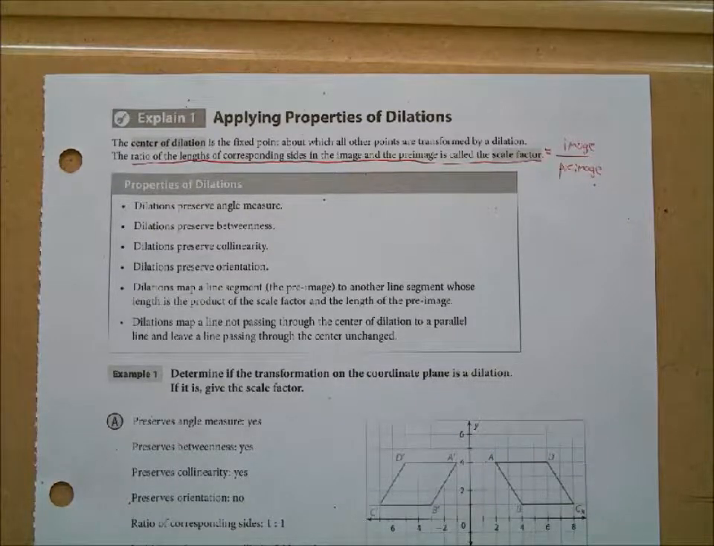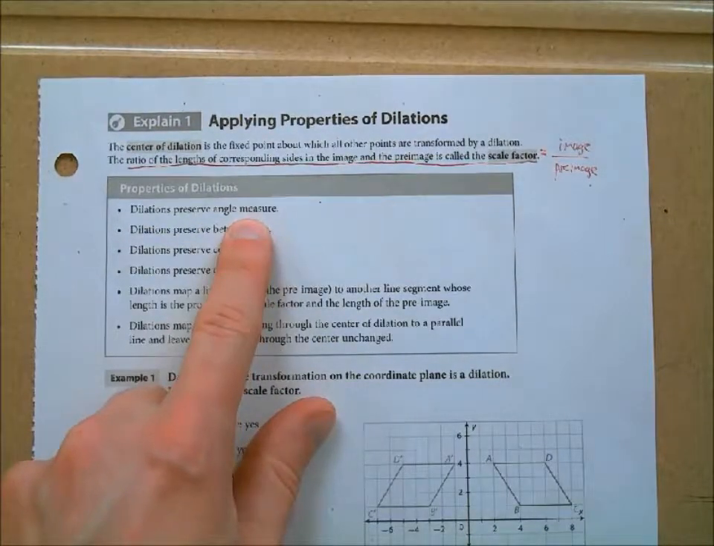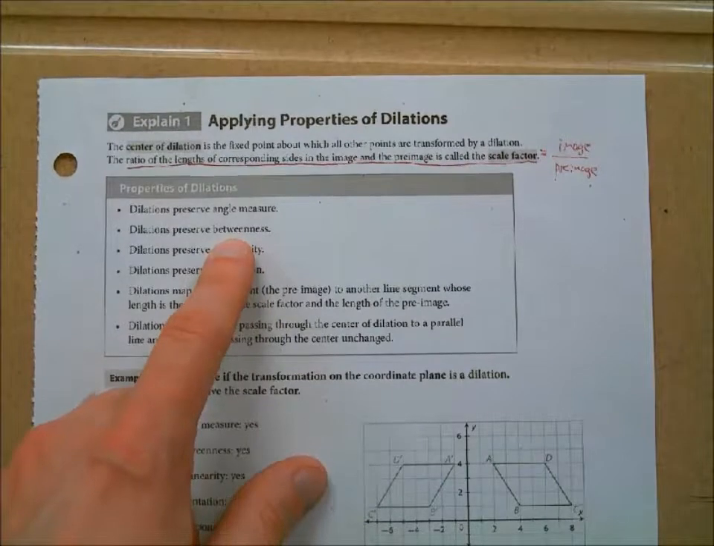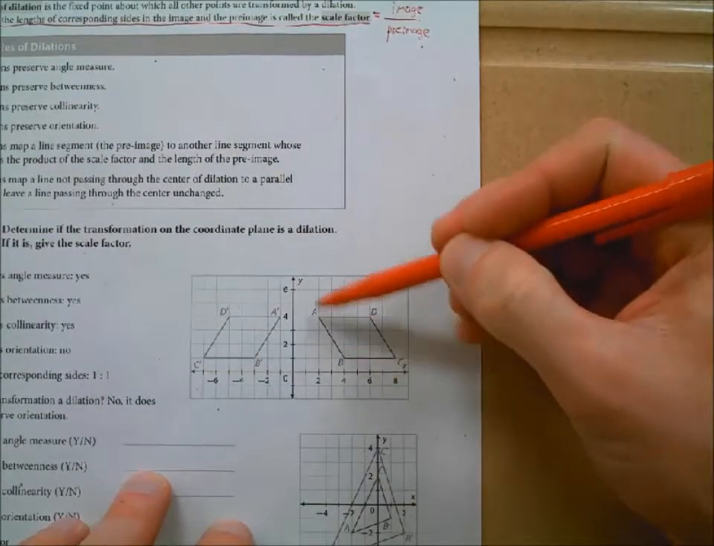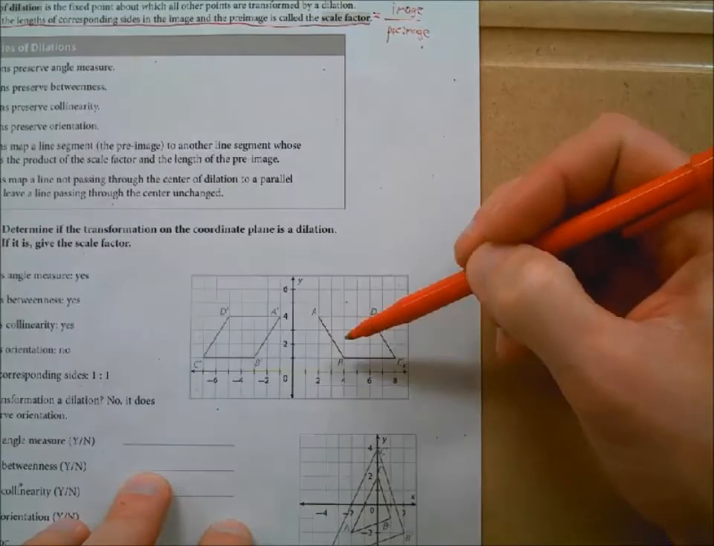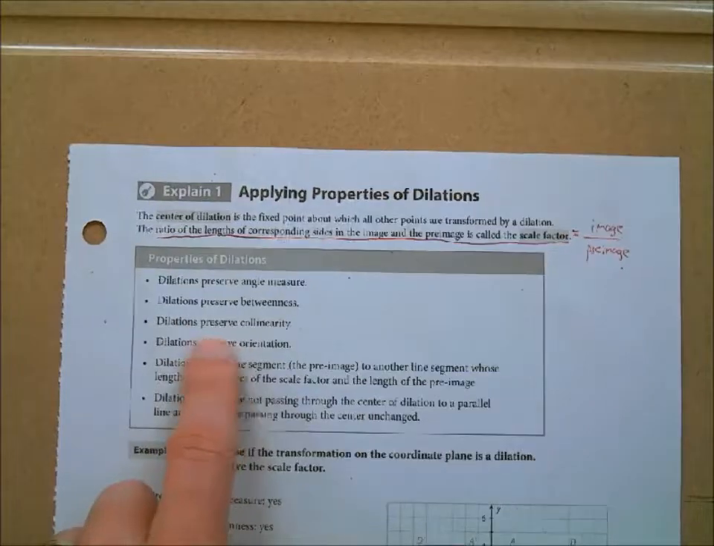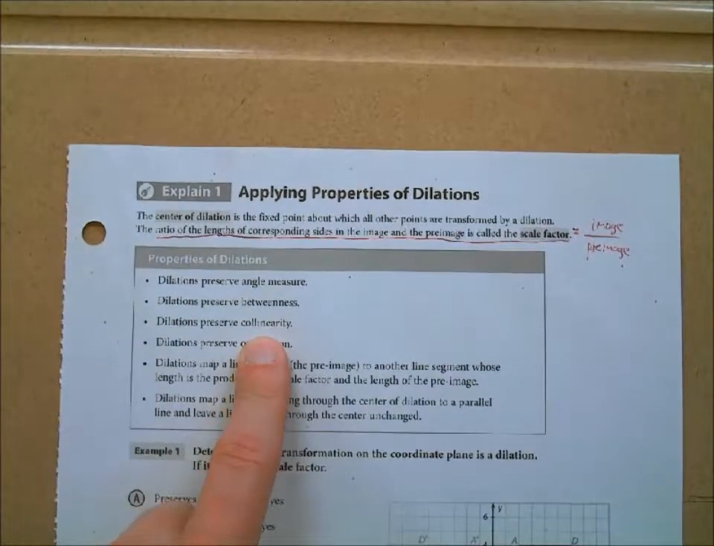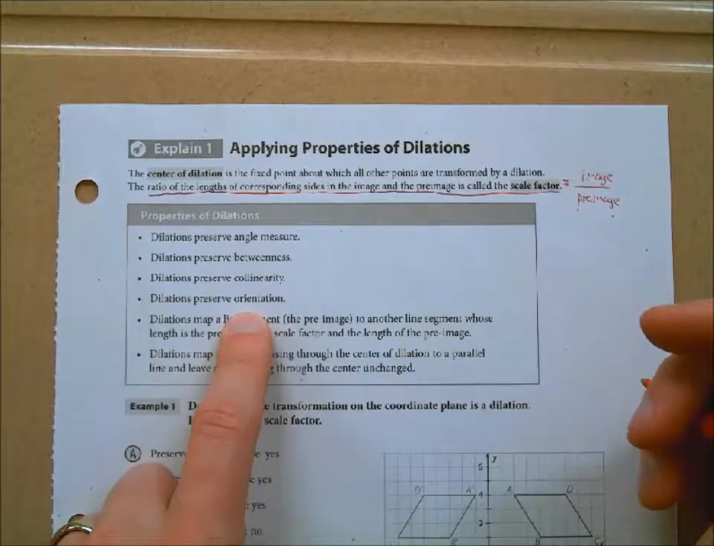All right, properties of dilations. Dilations preserve angle measure. We knew that, right? Dilations preserve betweenness. That means if you pick a point here between A and B, and if you dilate this shape, then that point will still be between A and B in its image. Dilations preserve collinearity, so again, if things are on the same line, then they'll still be on the same line after you dilate it. Dilations preserve orientation.